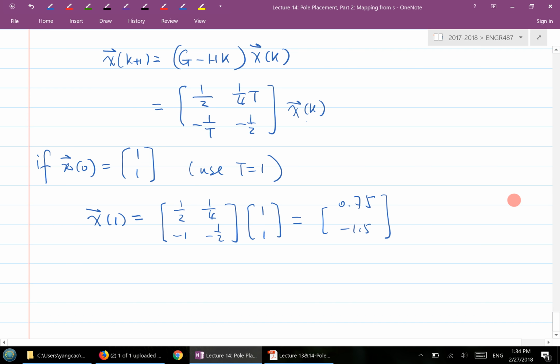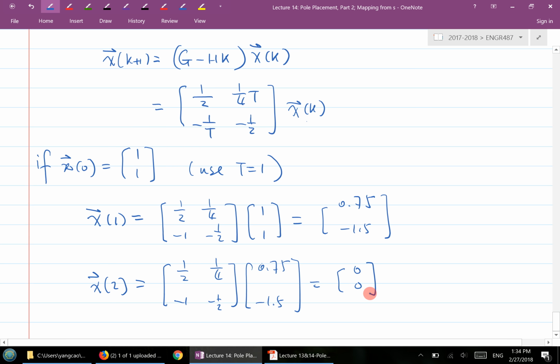So that doesn't seem to be very convincing, right? So let's take a look at the second step now, x of 2. And x of 2 is the same matrix out here, 1/4, 1/2, 1/4, negative 1, 1/2 times this x of 1, so times 0.75, negative 0.5. And if you do this right here, then you'll get 0, 0.